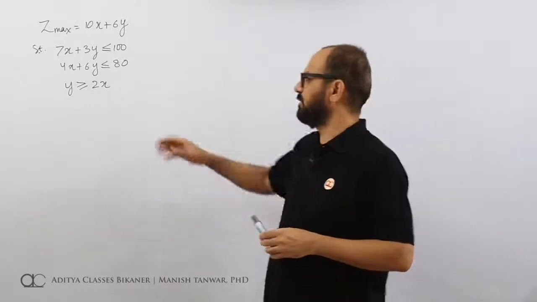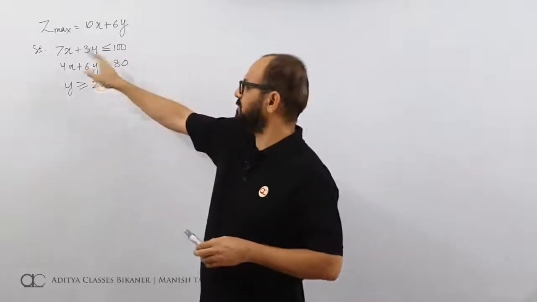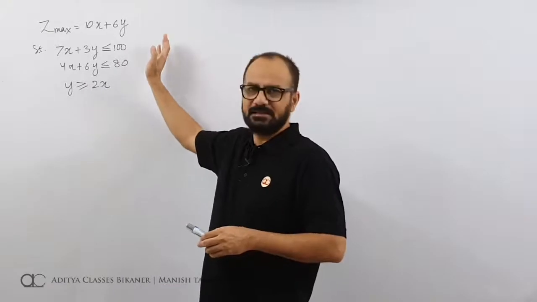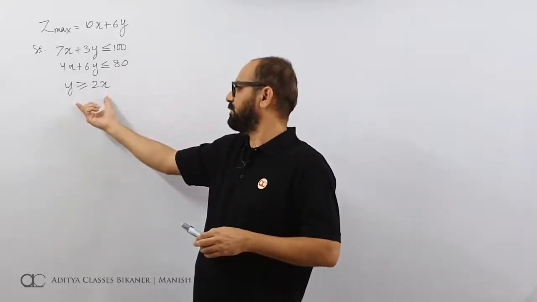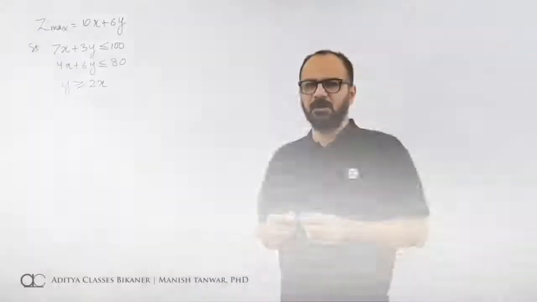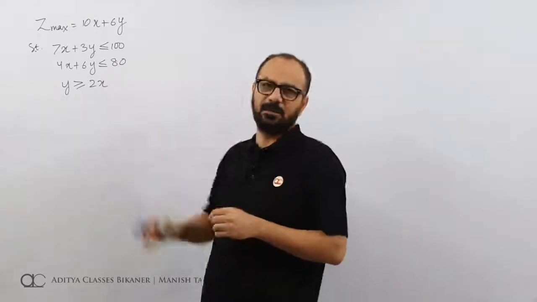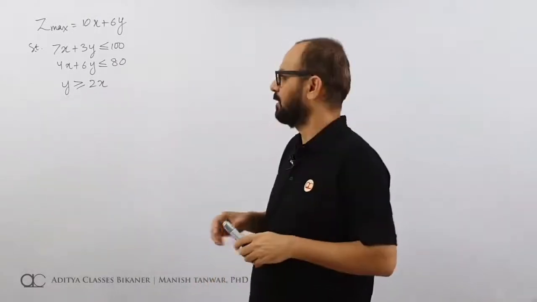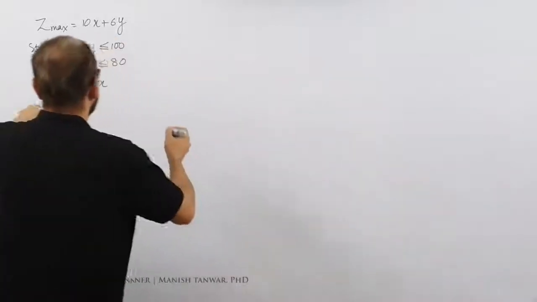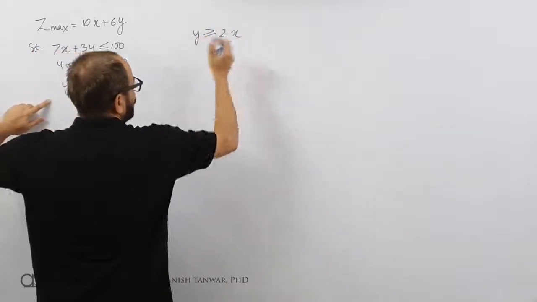unconventional because we have variables scattered on both sides of the inequality. If the variables are on one side and numerical values are on the other side, we can solve it easily. But in this case we get stuck because the variables are on both sides. What should I do? First we'll try to understand what this constraint is all about. It looks different, so we'll pull it out and see. This constraint is y greater than or equal to 2x.